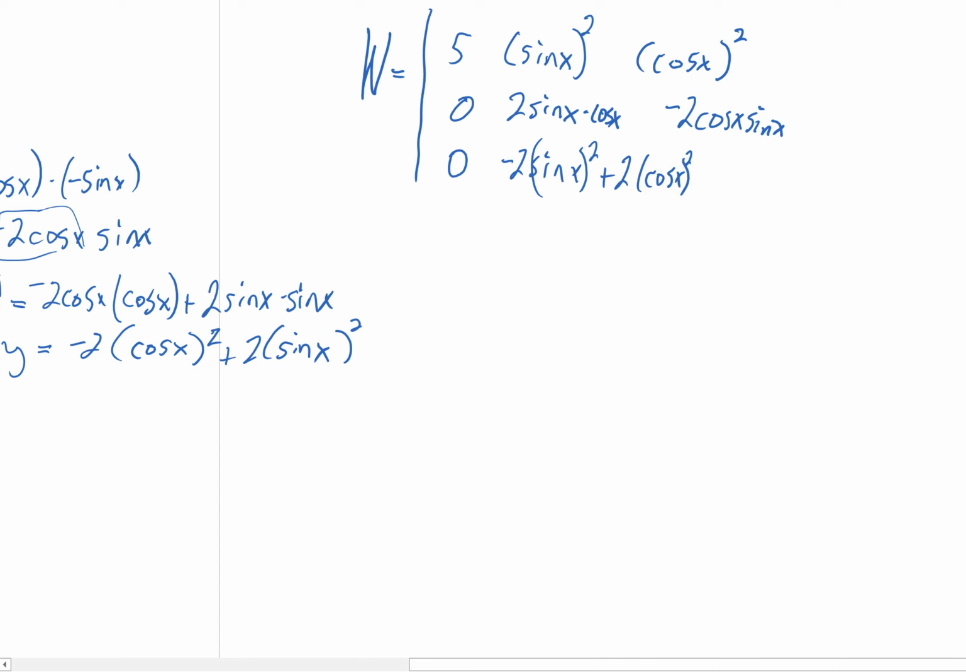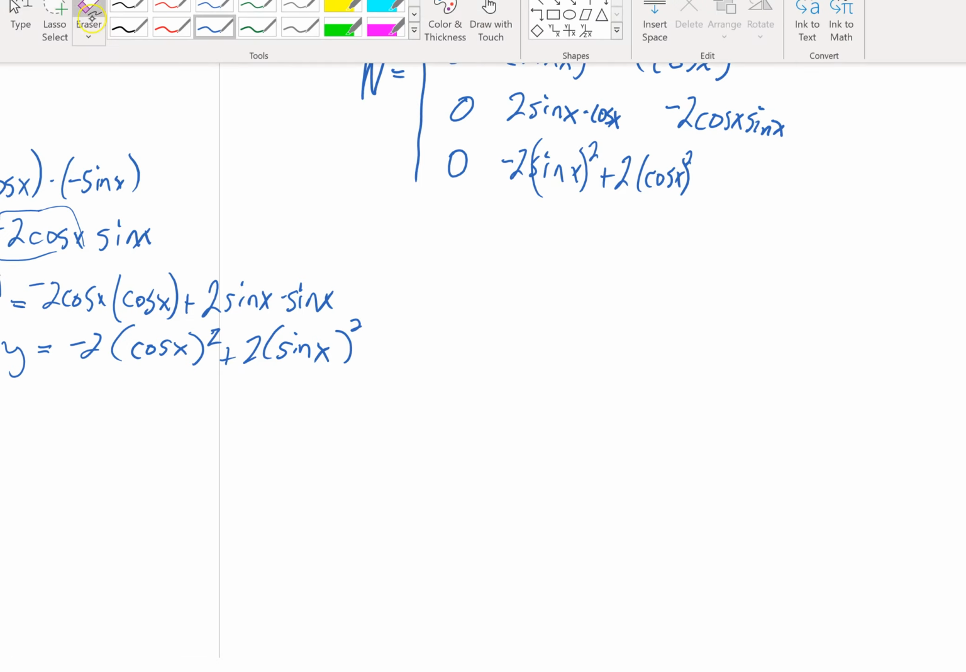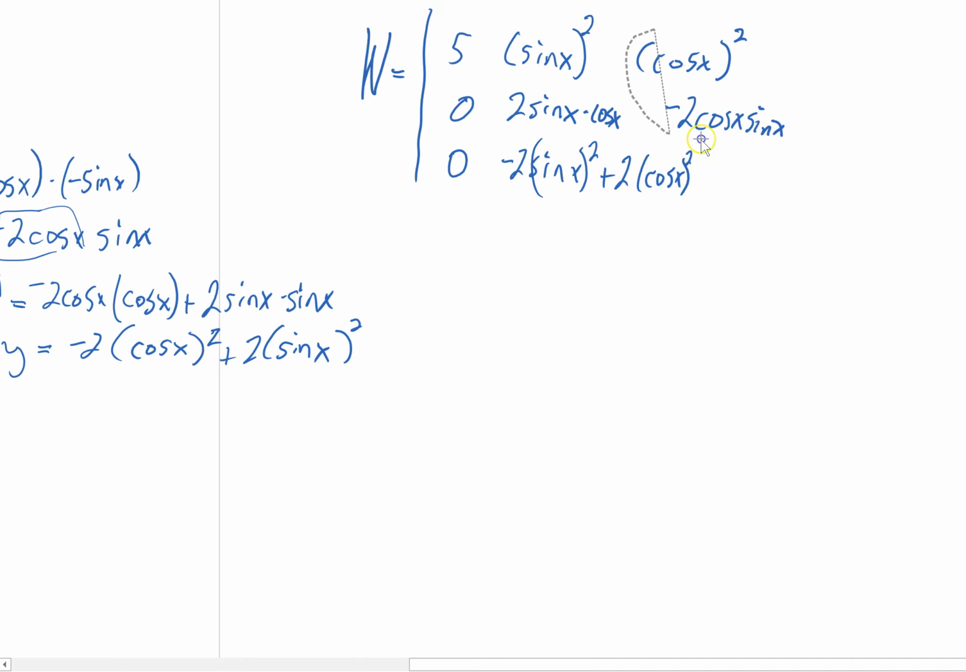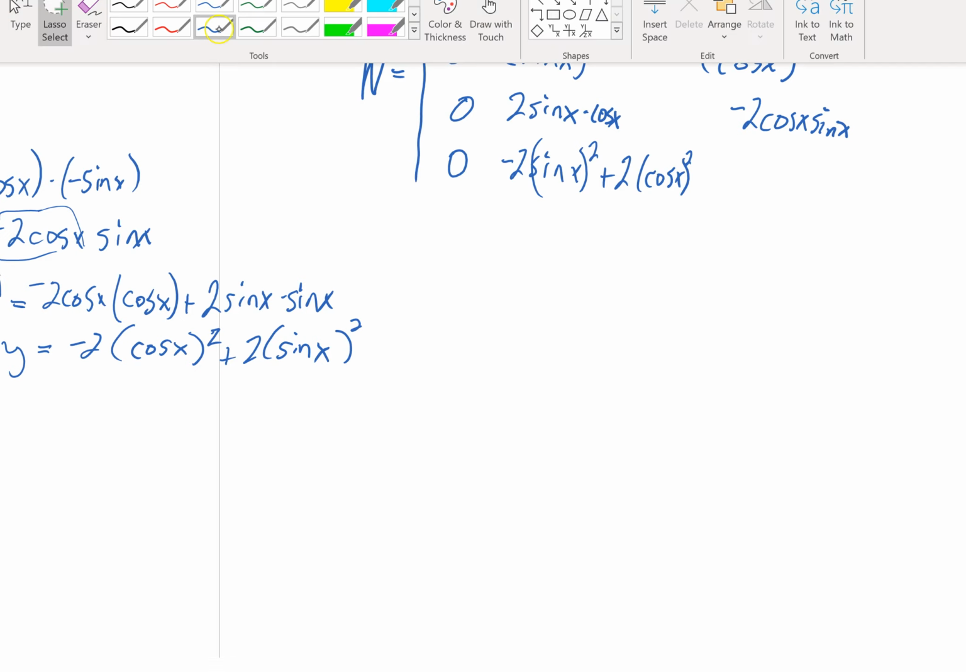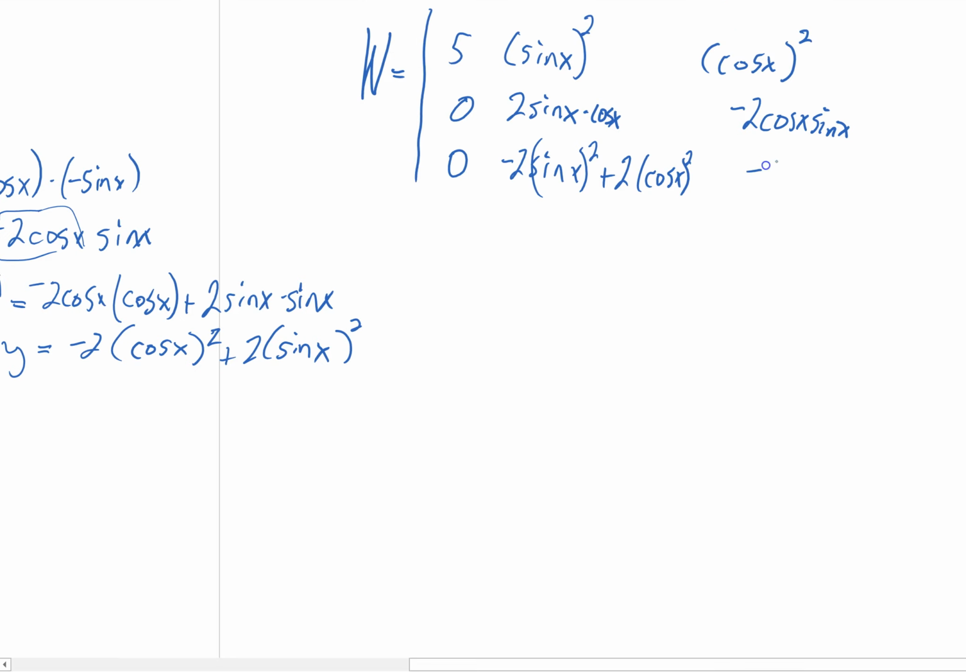And you know what? I think I'm going to actually use my lasso over here and maybe just slide that over just a smidge. Always nice when you can do that on this program. And then down here we'll have negative 2 cosine of x squared plus 2 sine of x squared.